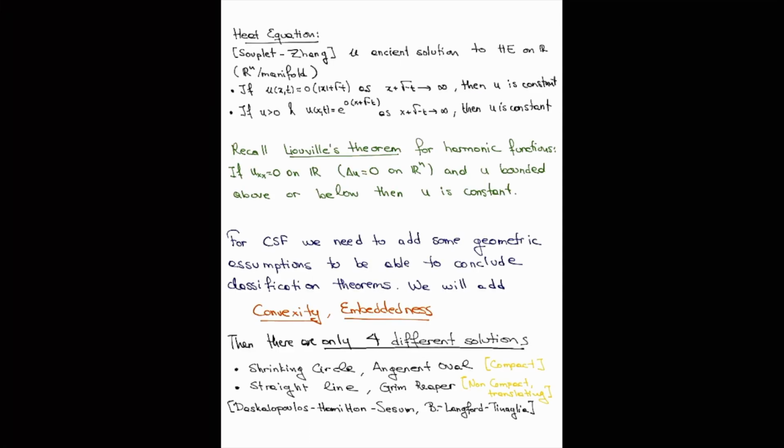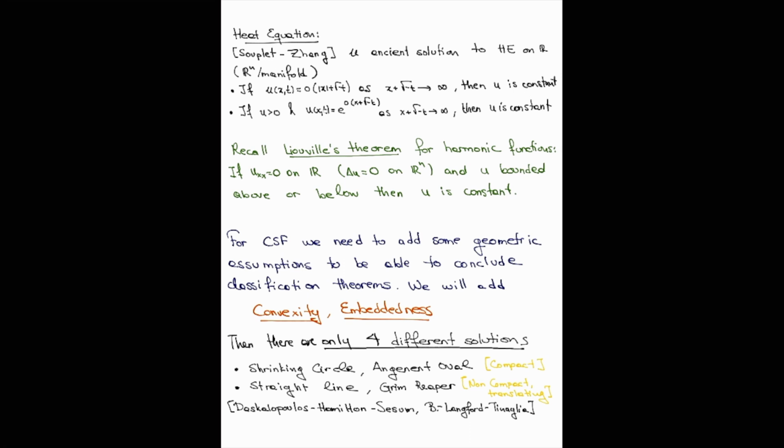Okay, so what can we say about ancient solutions? For the heat equation, there's a theorem of Souplet and Zhang that if you have an ancient solution with specific decay at infinity, then u has to be constant. Now the decay at infinity is, little o means that what I have here goes to 0 as |x| plus square root of |t| goes to infinity. So if your solution has this decay, then it has to be a constant.